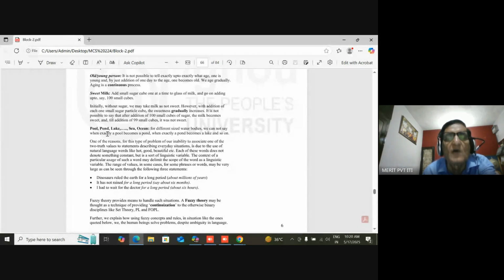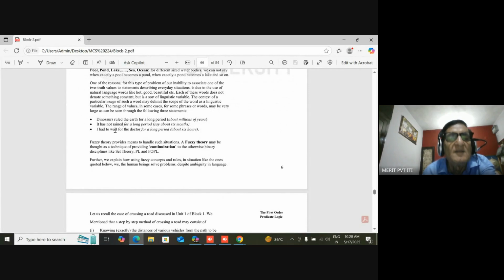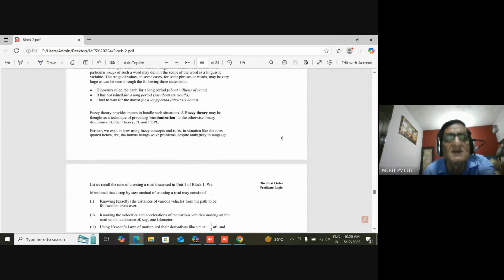Pond, lake, which is bigger? Ocean is bigger, sea is bigger, pole is bigger. For example, it has rained for a long period, say about 6 months. Or I had to wait for the doctor for a long period, about 6 hours, and so on. So fuzzy theory provides means to handle such situations. We explain how a fuzzy system is used.